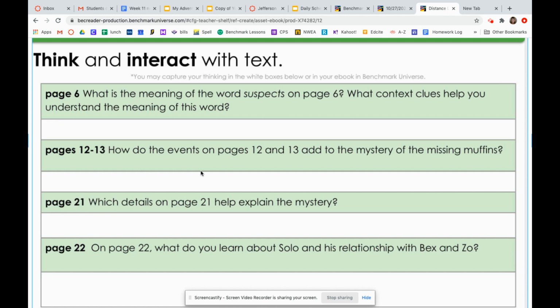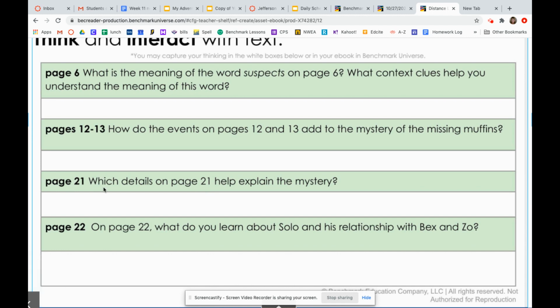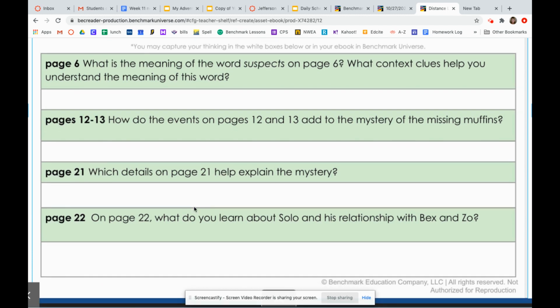On pages 12 through 13, how do the events on these pages add to the mystery of the missing muffins? So I think they must add some suspense. That's when you are anticipating something to happen. And then if you'll look at page 21, this helps explain the actual mystery that needs to be solved. So I hope you'll write that down.